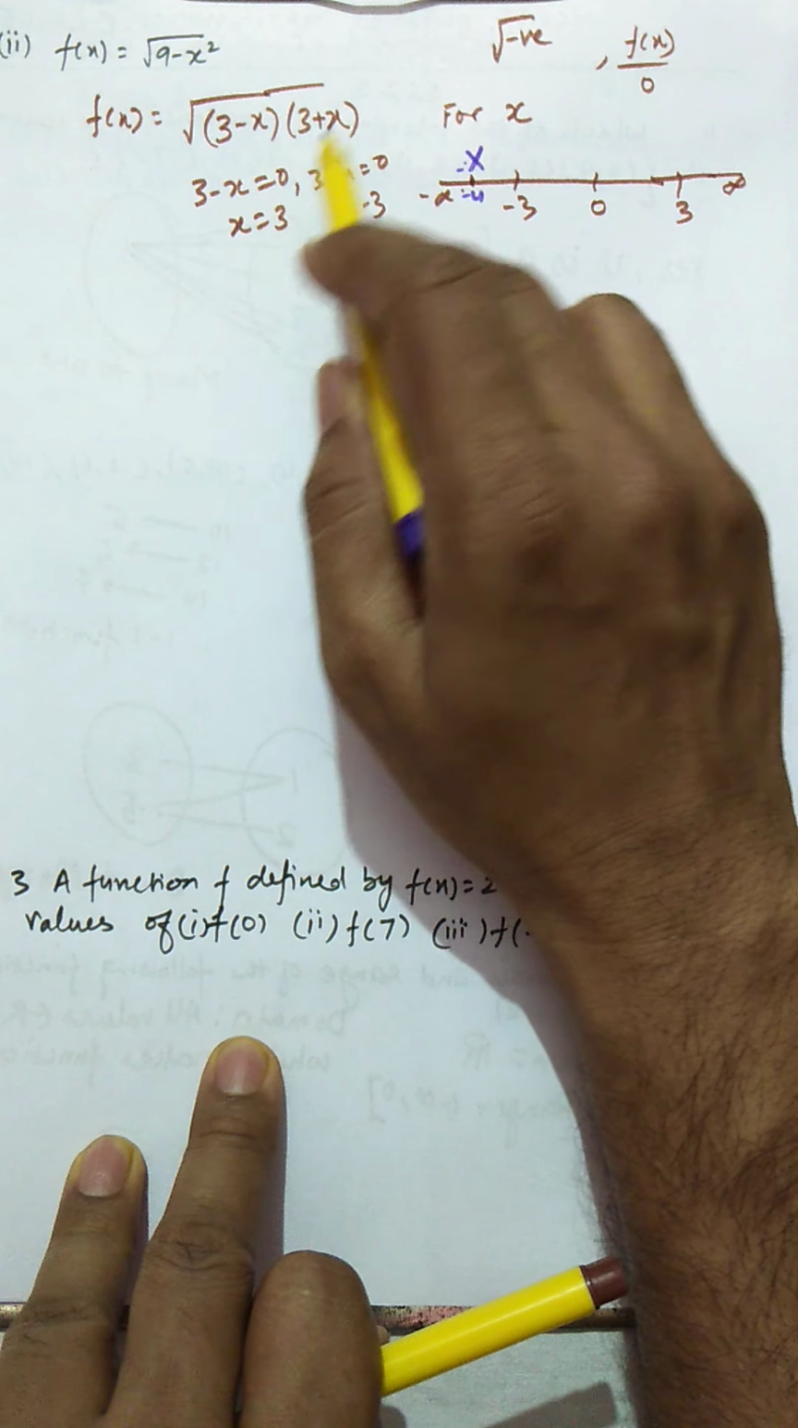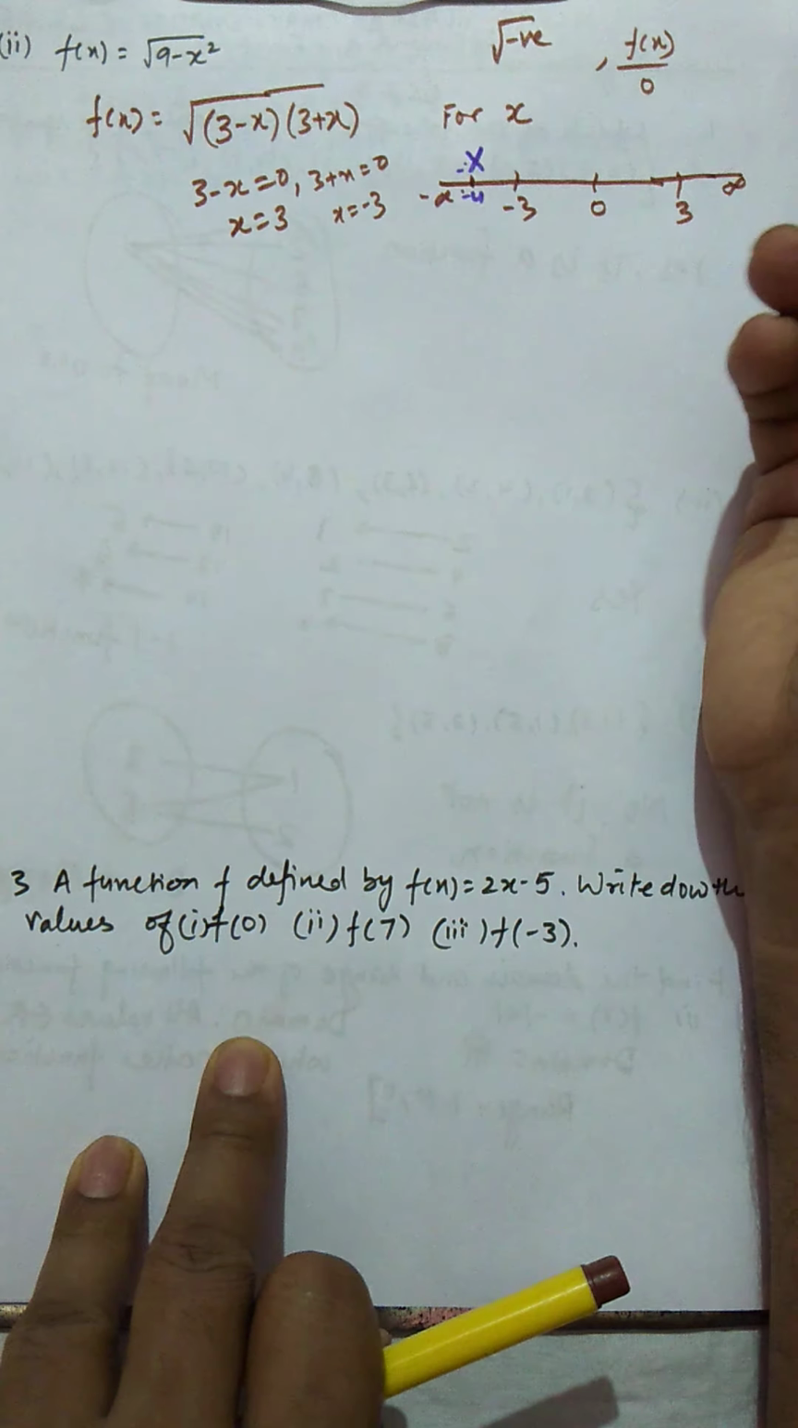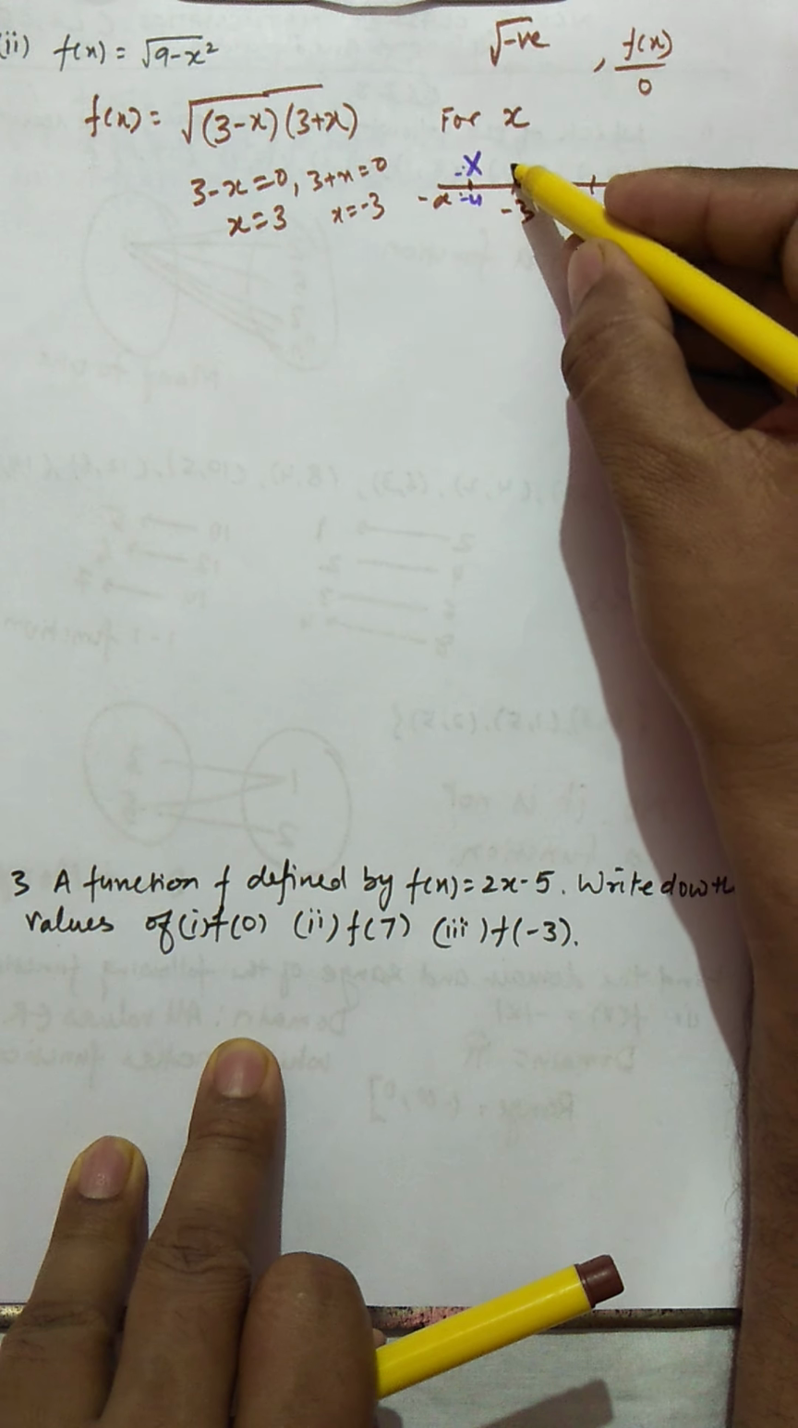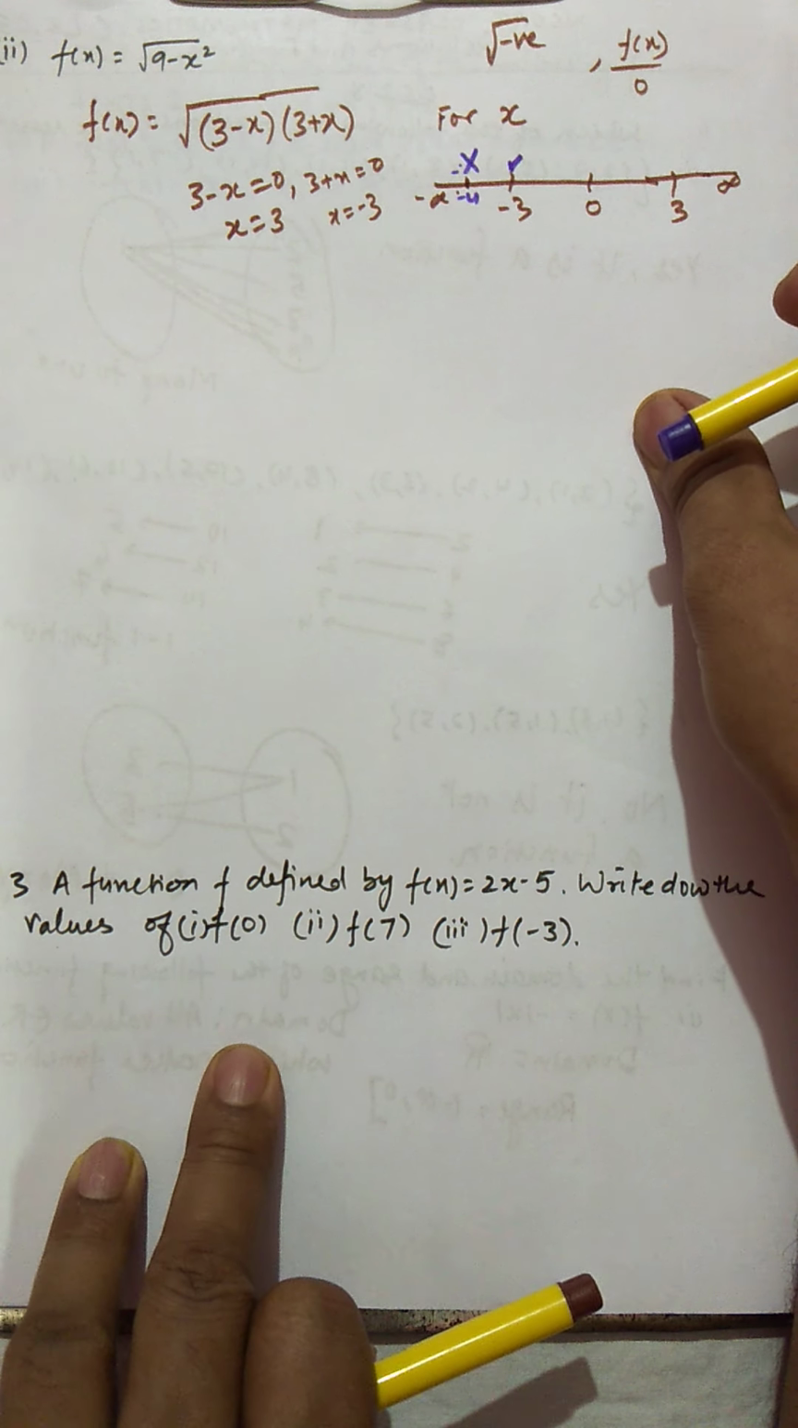So now root 0. Root 0 is fine. Root 0, answer is 0. So it means that -3 can be taken. So I'm putting a tick over here.